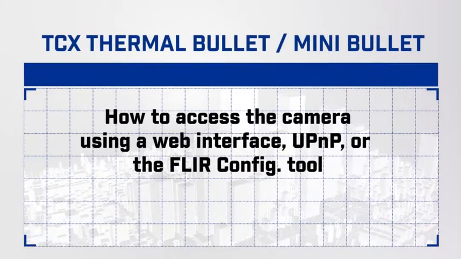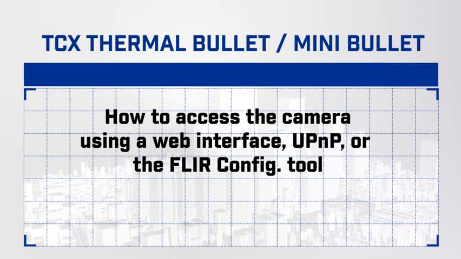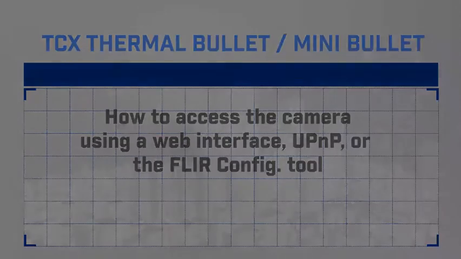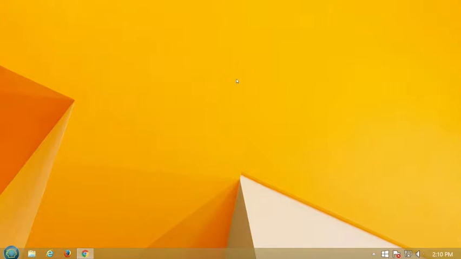This video explains how to access a FLIR TCX Thermal Bullet or Thermal Mini Bullet using a web interface, UPnP, or the FLIR Config tool. First, you'll need to find the IP address of your TCX camera using UPnP or the FLIR Config tool.